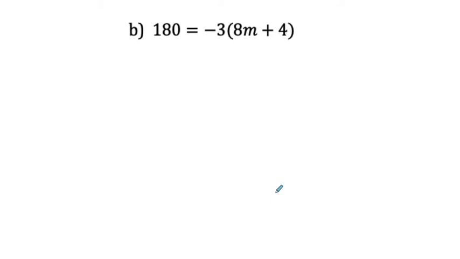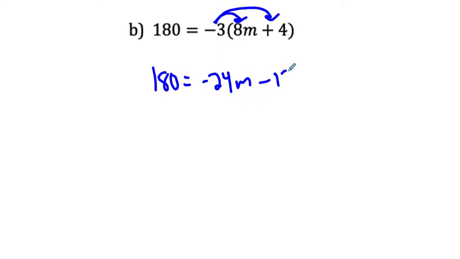Let's keep going. Here we go. Bring down the 180. We're not doing anything with that right now. Equals, we're going to take this negative 3 and multiply it through. Negative 3 times 8m is negative 24m. And negative 3 times 4 is negative 12.